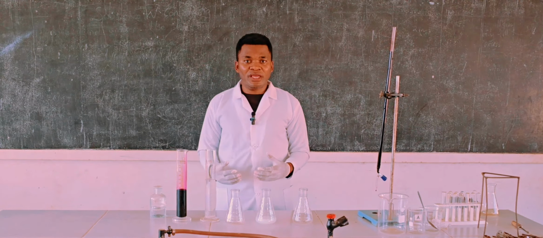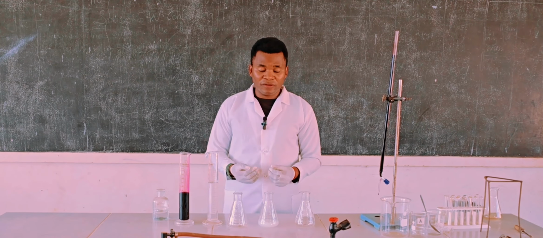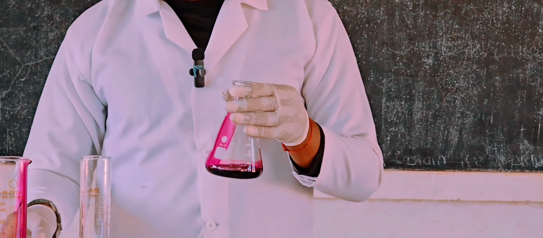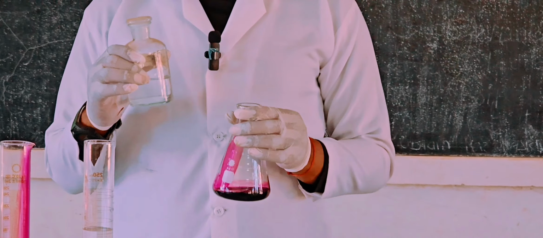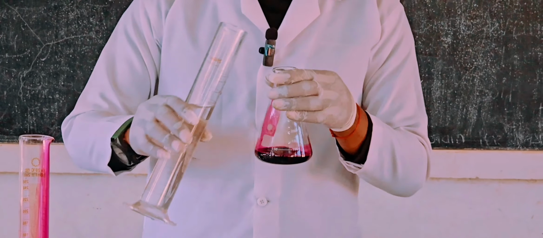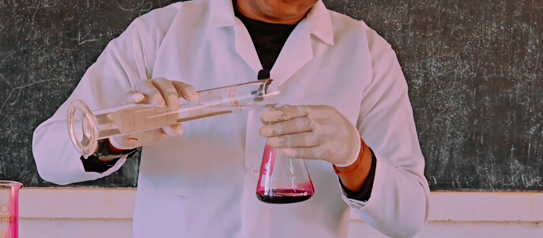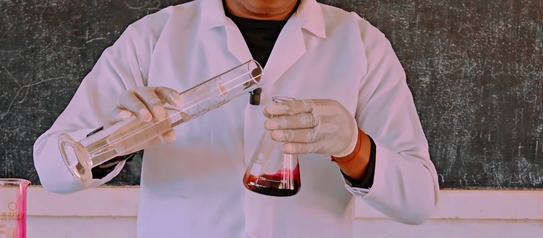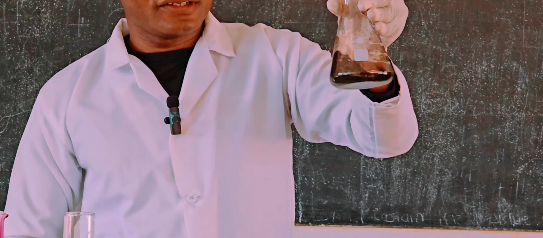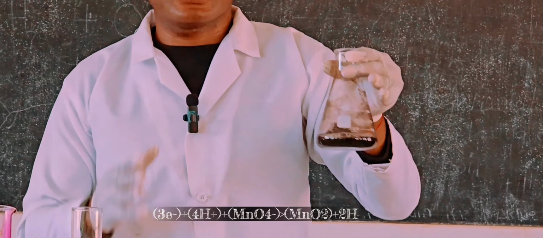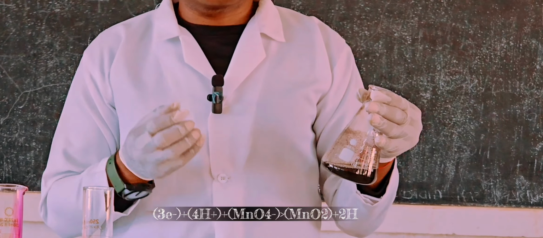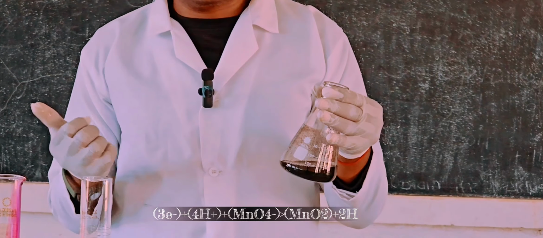Sometimes people ask what happens if you do not add sulfuric acid to the mixture. So I'm not adding any sulfuric acid because I want to see what can happen. I'm just pouring my reducing agent, which is sodium sulfide. Now it's going brown. This is manganese dioxide, which means there are not enough hydrogen ions to remove oxide from the complex. That's why oxide still remains.